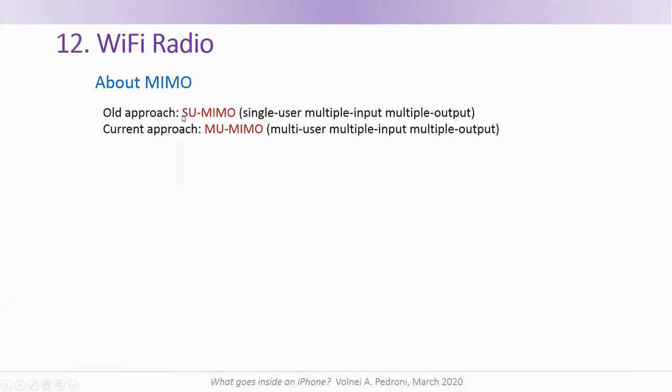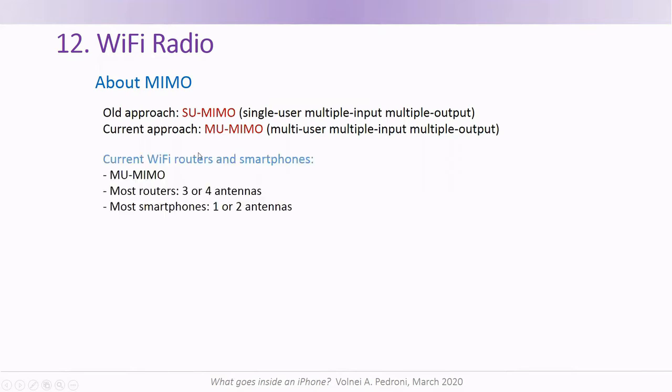About MIMO, recall that it means multiple input, multiple output radio. And there are 2 options, single user and multi-user. Current Wi-Fi routers and smartphones use only the multi-user option. Most routers have 3 or 4 antennas. Most smartphones have 1 or 2 antennas. I'm talking about Wi-Fi antennas here.